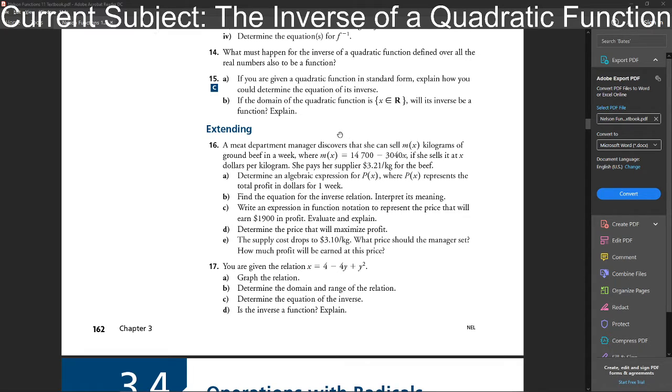A meat department manager discovers that she can sell m of x kilograms of ground beef in a week, where m of x is equal to 14,700 minus 3040x. So she sells it at x dollars per kilogram. She pays her supplier for the beef. Wait, a meat department manager, so she can sell in a week. So wait, discovers that she can sell m of x, y.